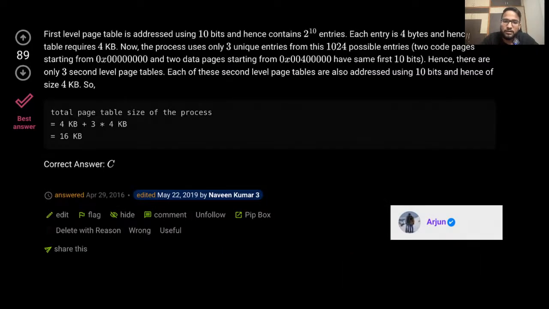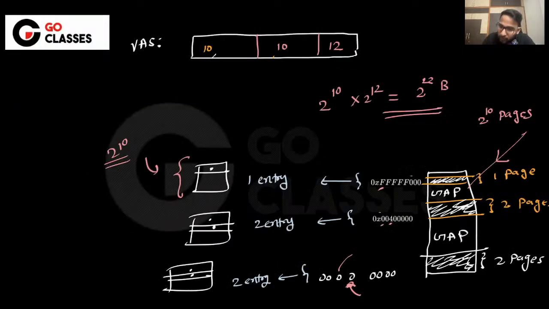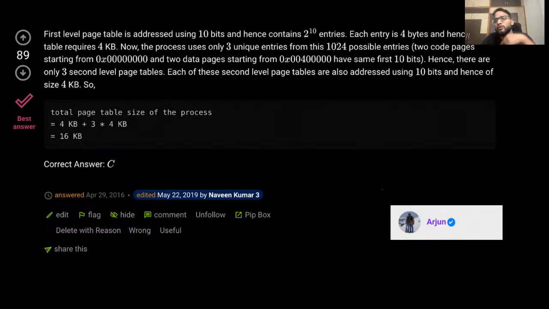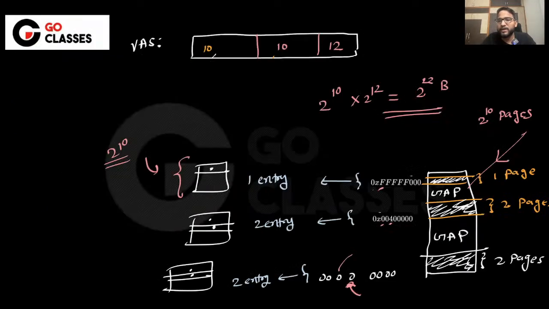So basically, this is the answer. And just to improvise on this answer, you can actually calculate the size of the gap, and you can say that, okay, because the gap is too large, that is why you are going to different entries. And anyway, you will be getting the same answer. Now, can you do it using the flat level page table? I think we can quickly do it.